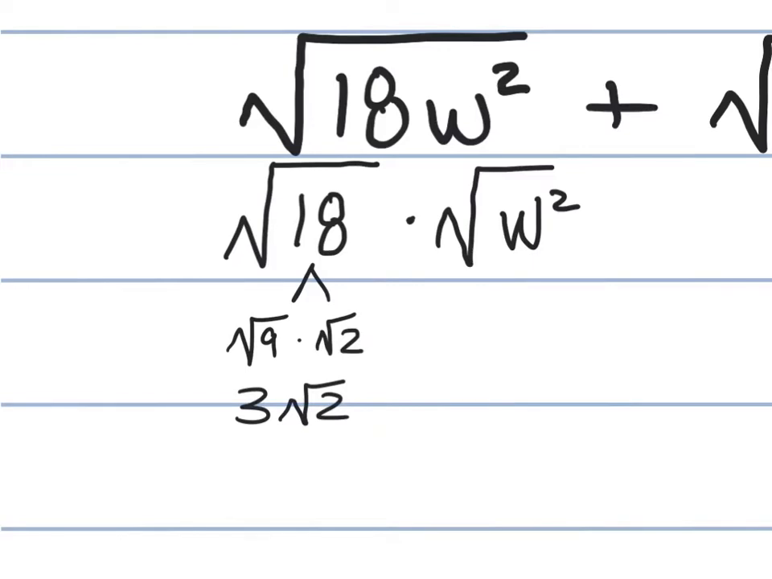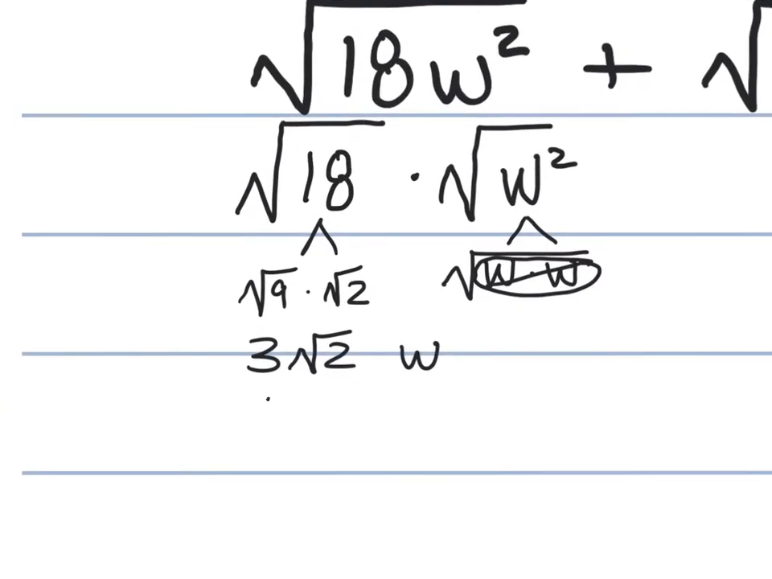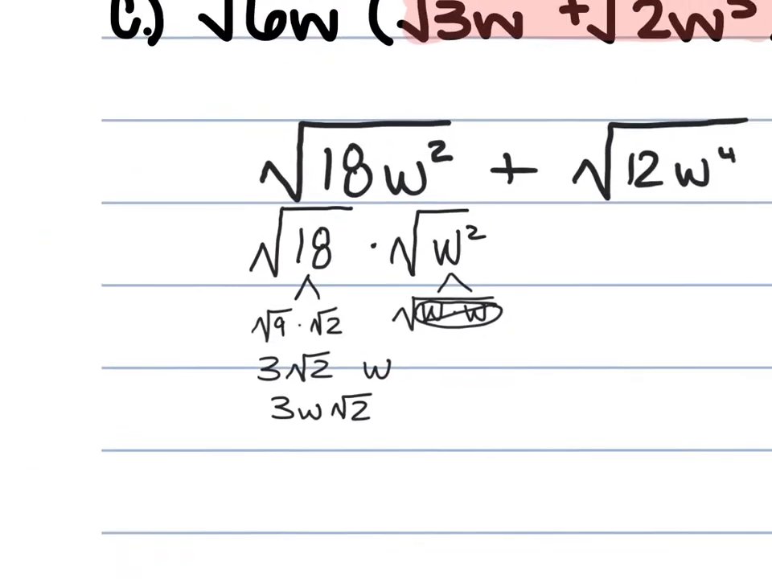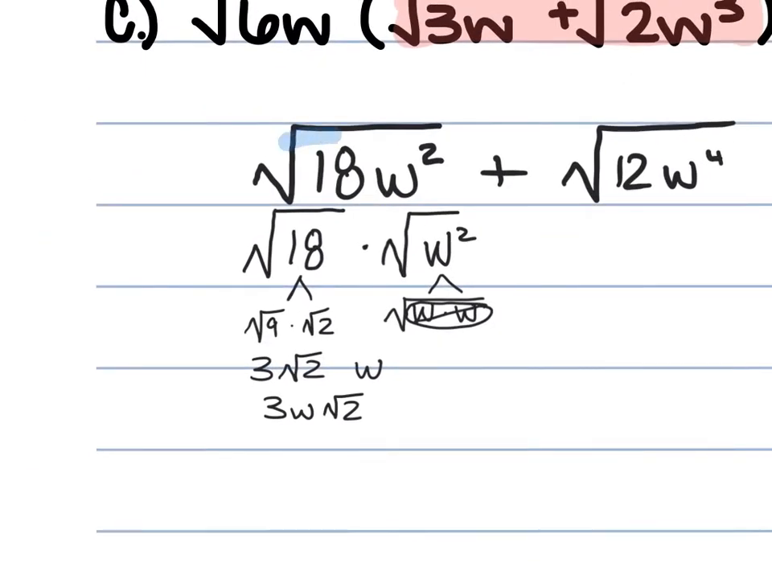So now we're going to take the square root of w squared. Let's break that down into a w and a w. And what can I pull out? Right, I've got two of them. And remember, I need 2 to be able to pull it out. So I've got a w that comes out. So this first part here ends up as 3w times the square root of 2. That's the first part. That's just this here simplifies down to this. Now we're going to do the same thing on the other side.